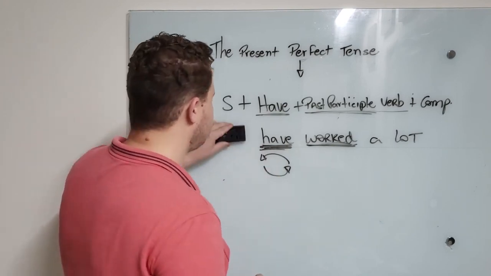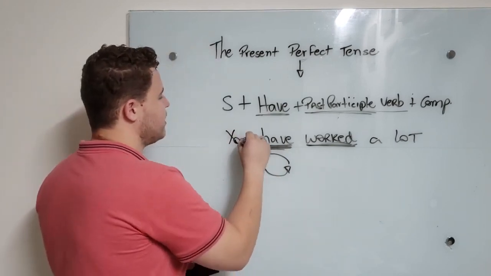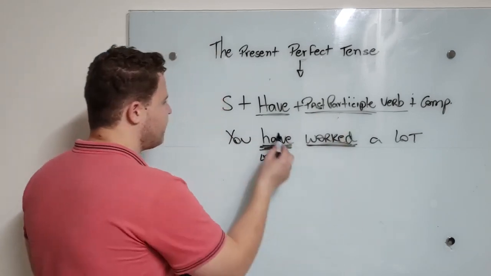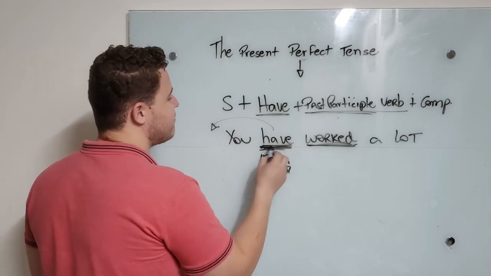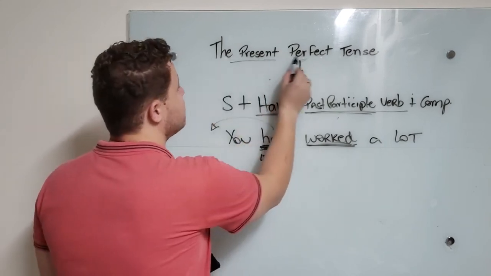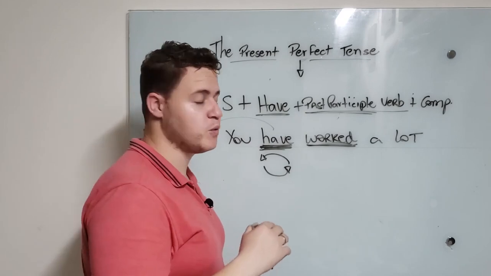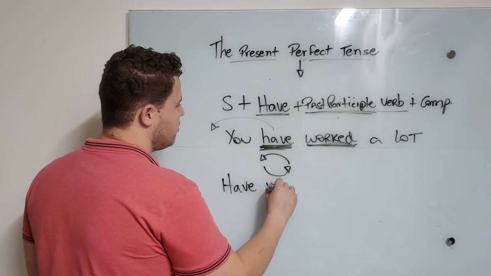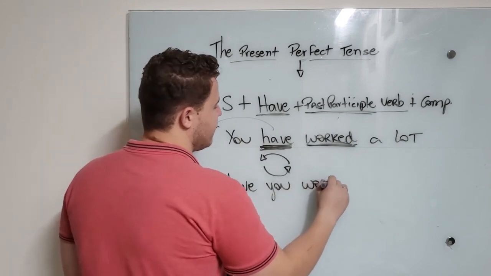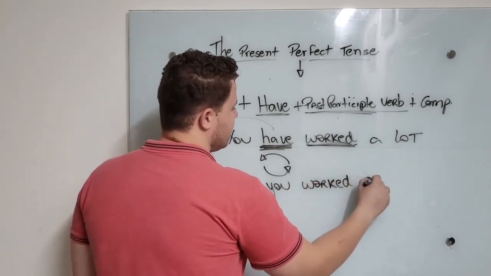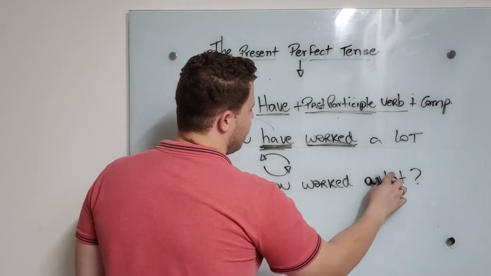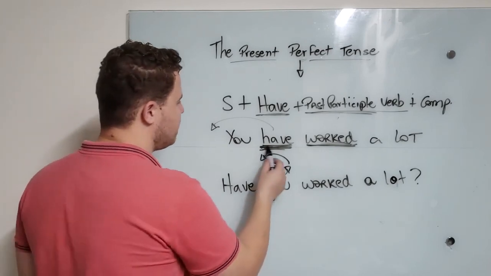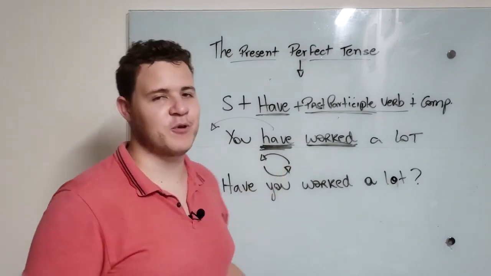So let's change this sentence a little bit. Let's say I want to say you have worked a lot, and I want to make this a question. Because have, when I use the present perfect tense, is a member of the inversion group, I just have to apply the inversion mechanism. So, have you worked a lot? Here we go, and voila, I have a question, okay? Why is that? Because have here works as a member of the inversion group.